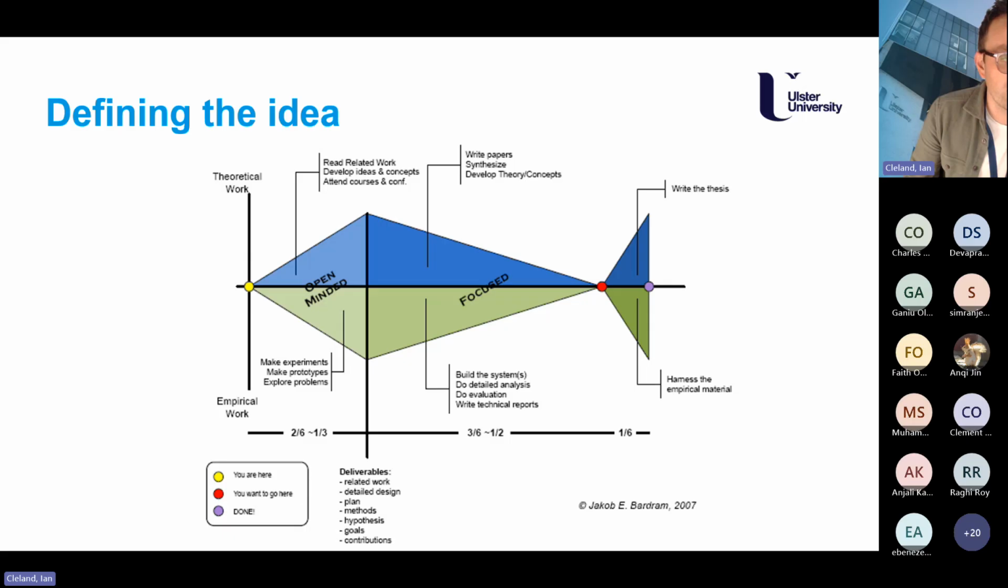So we are currently here at the start of this yellow dot, where we have some problem that we want to try to address. And at the moment, your focus should be on quite open-minded research, reading quite broadly around the problem area, trying to identify what solutions people have built to address that problem, and what the current challenges or gaps in the research are, so that you can develop your idea and concepts of what you're actually going to try to do.